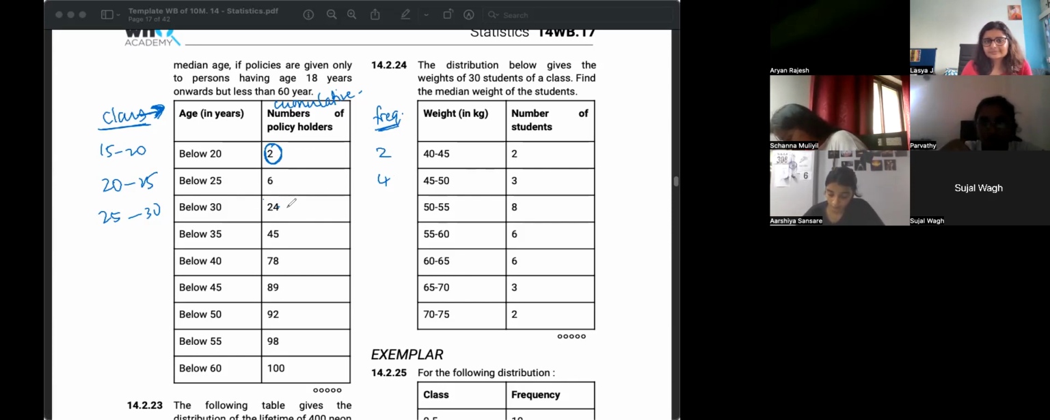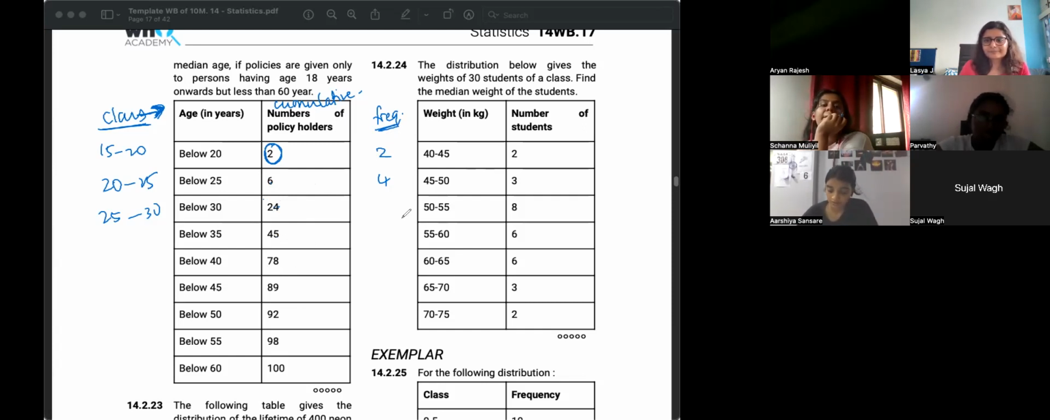Because we have to take the sum together. Correct. So you total. No, wait. How is it 24 minus 8? Ma'am, it should be 24 minus 6, because below 25 matlab it includes below 20 also, right? Okay, so we have to take the sum of the frequency rather than the cumulative. Correct. So it'll be 24 minus total of these two. Make it simpler. You just do 24 minus 6, 45 minus 24, and you can continue like that.